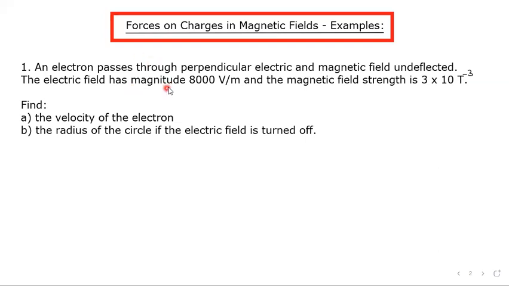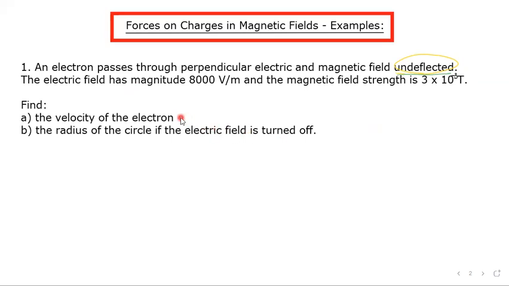Now, this particular electron goes through perpendicular electric and magnetic fields. And importantly, it goes through undeflected. All right, so that's an important point. The electric field has a particular magnitude, and the magnetic field strength is also given to you. So that should probably not say -3 there. It should really say -3 on top of the -10, like so.